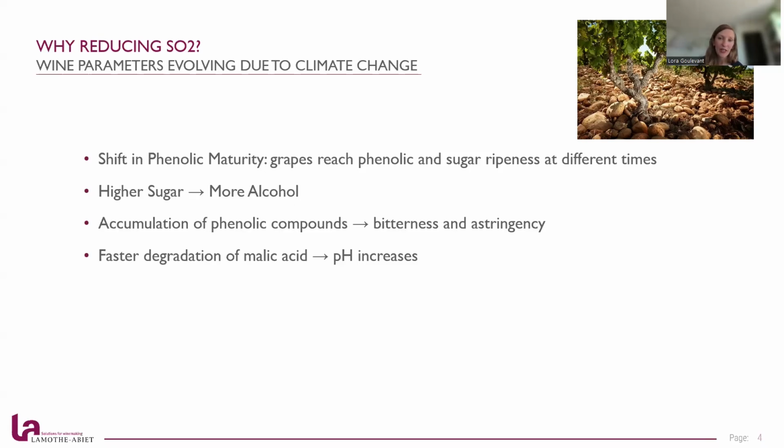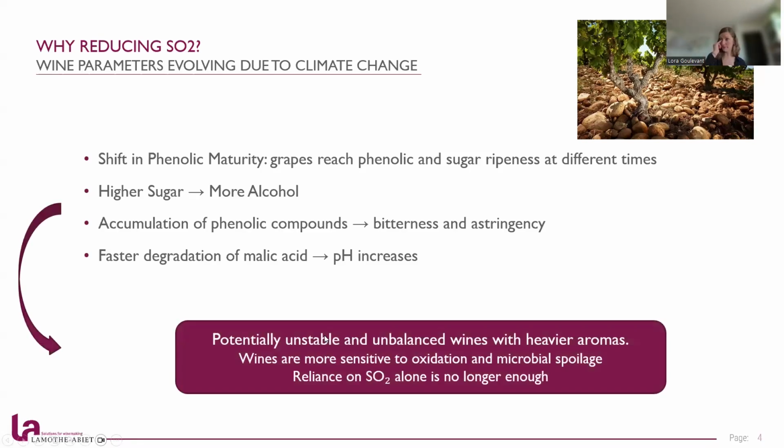And then in general, the pH really impacts the efficiency of SO2. So this kind of maturity evolution can potentially create more unstable and unbalanced wines with heavier aromas, so higher alcohol, lower acidity, and heavier mouthfeel and aromas, for example. So the wines also tend to be more sensitive to oxidation and to microbial spoilage in this kind of conditions, and this is why SO2 is no longer enough in some situations.